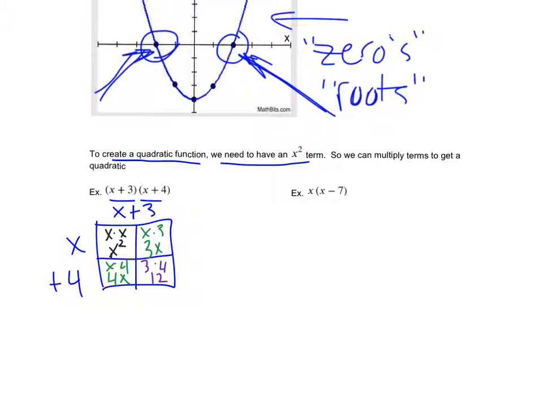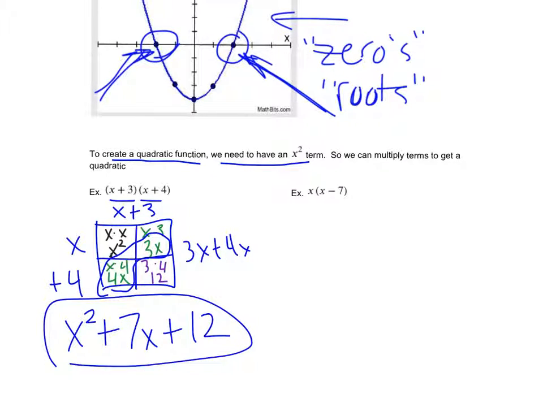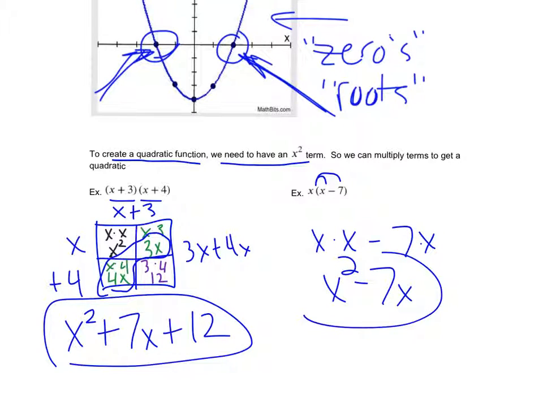Now, I did that in different colors on purpose. So I have x squared. Then I can put these two together: 3x plus 4x becomes 7x plus 12. There is my quadratic. The one on the right here is actually even a little simpler. This is just old school distribution, x times x and x times 7, so it becomes x squared minus 7x. I'm done. That's all I'm trying to do. So that is putting it together.